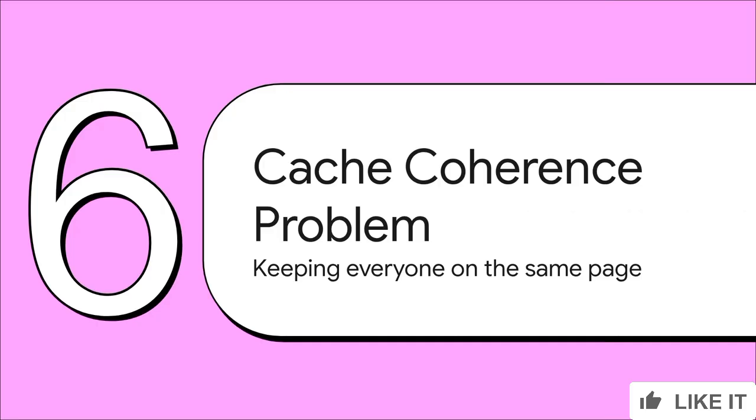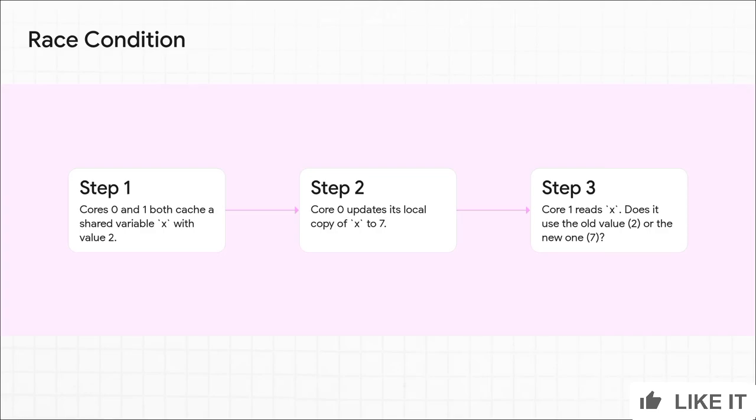Okay, our final section, and it's a big one. Let's go back to those shared memory systems, the ones with the big whiteboard that everyone can see. This setup introduces what is maybe the single biggest challenge in parallel computing, the cache coherence problem. The question is simple, but the solution is complex. How in the world do you keep everyone on the same page? Let's walk through exactly how this goes wrong.